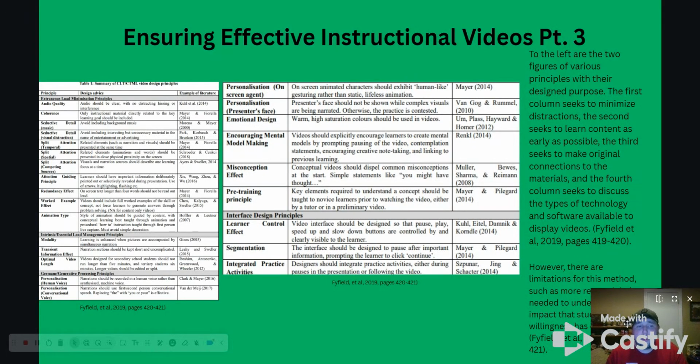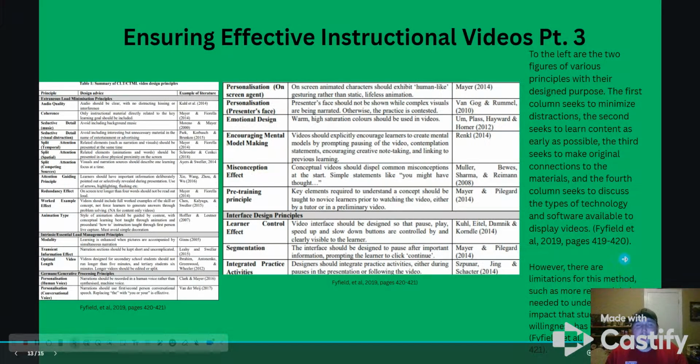However, there are limitations to this method, such as more research is needed to understand the impact that student willingness has on this field.